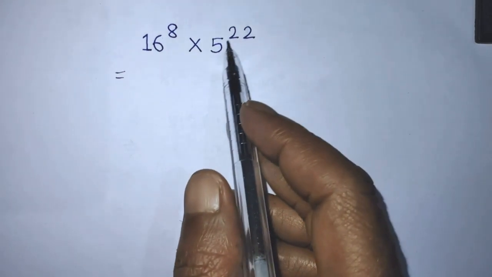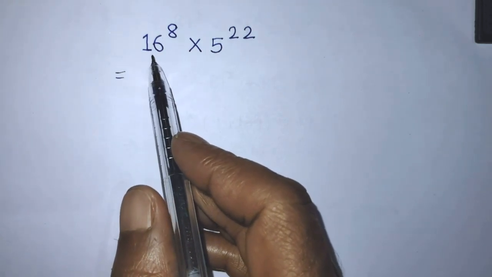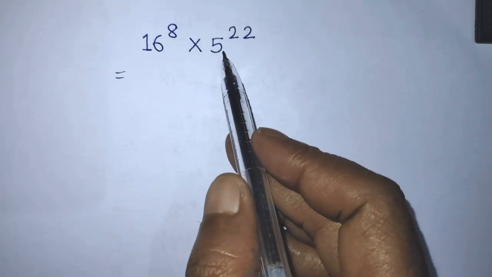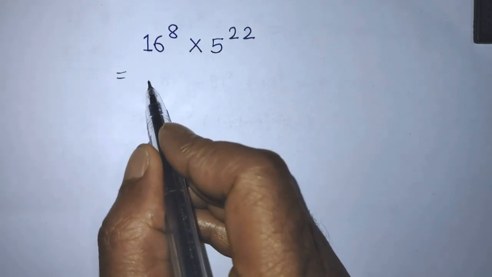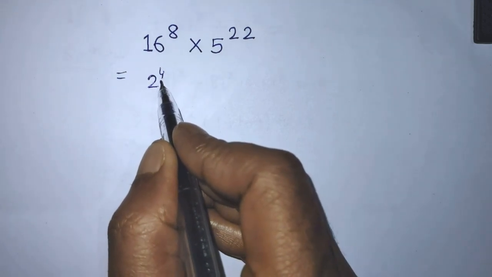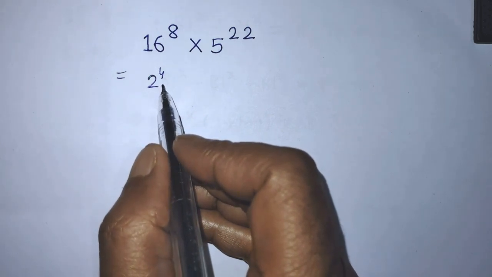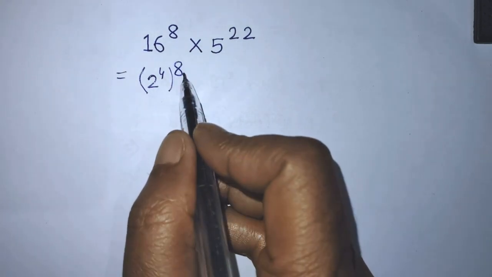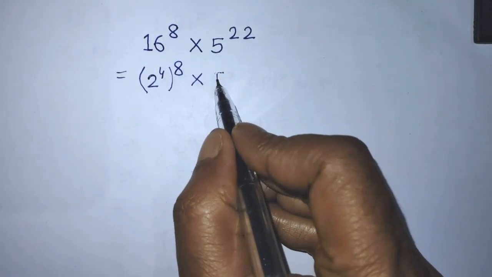In this algebraic expression there are two exponential forms present. Our first exponential form is 16 to the power 8 and our second exponential form is 5 to the power 22. Now we can write 2 to the power 4, which is the exponential form of 16. So we can write 2 to the power 4 in the place of 16, whole to the power 8, times 5 to the power 22.